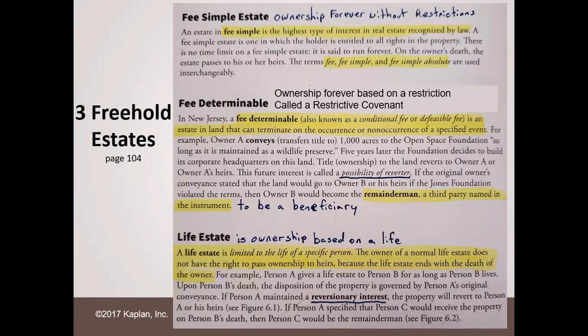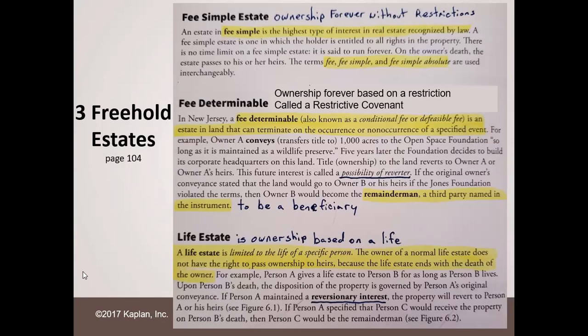Then we have a life estate. A life estate is ownership based on a life. It's based on someone's life, so a life estate is based on a specific person. The owner of a life estate does not have a right to pass ownership to their heirs, because the life estate ends with the death of the owner whose life it is based on.